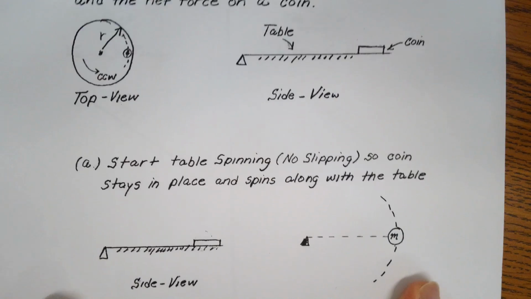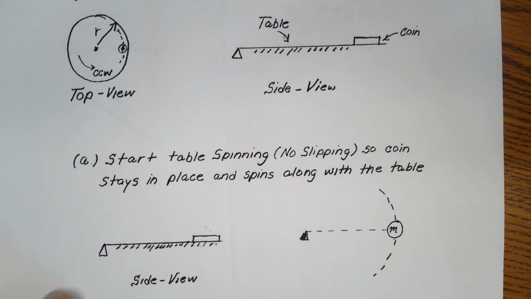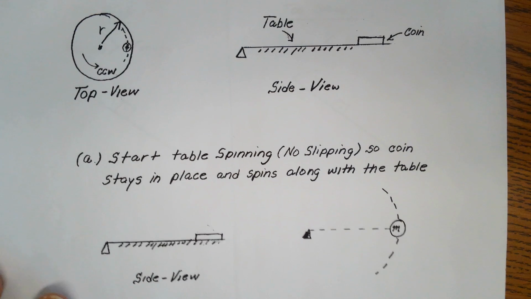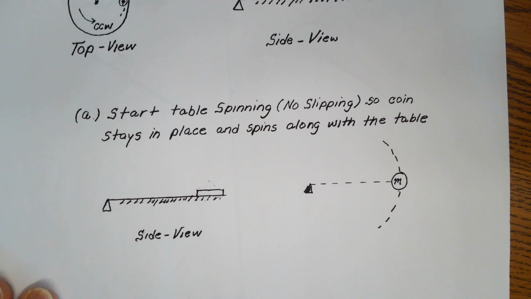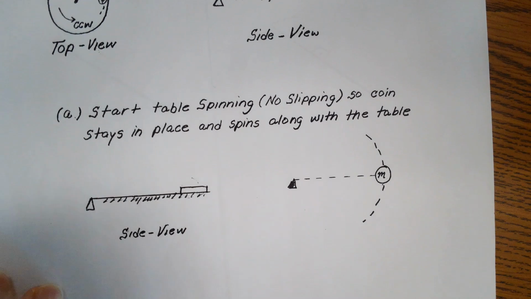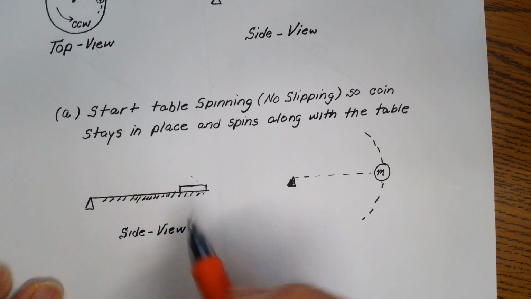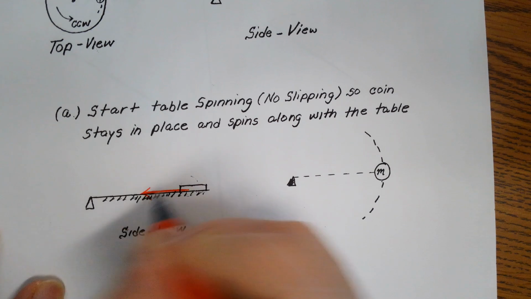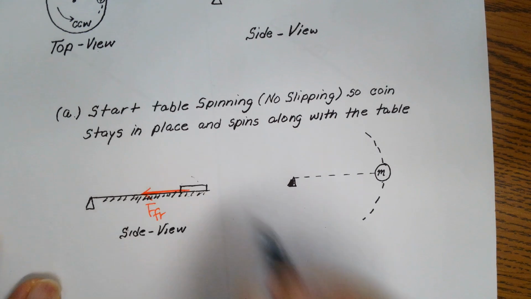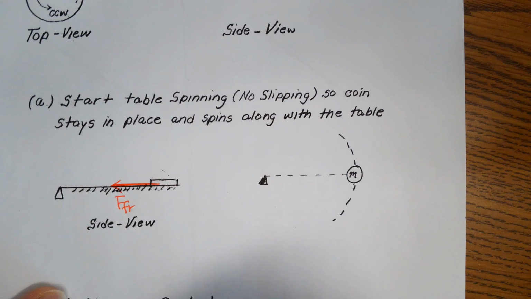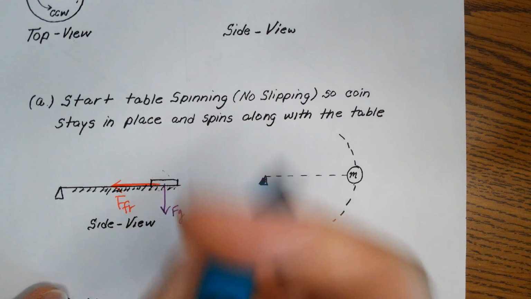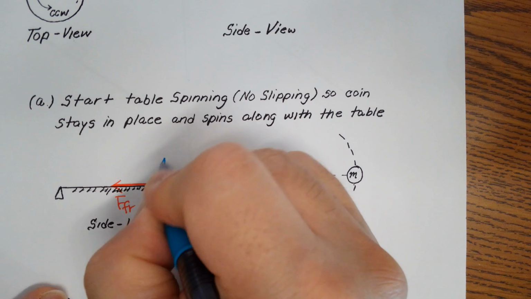If you start the table spinning with no slipping, so the coin stays in place and spins along with the table, there's only one force acting horizontally, and that force is the frictional force. Of course, there's also going to be the Fg, and there's going to be the F normal too.